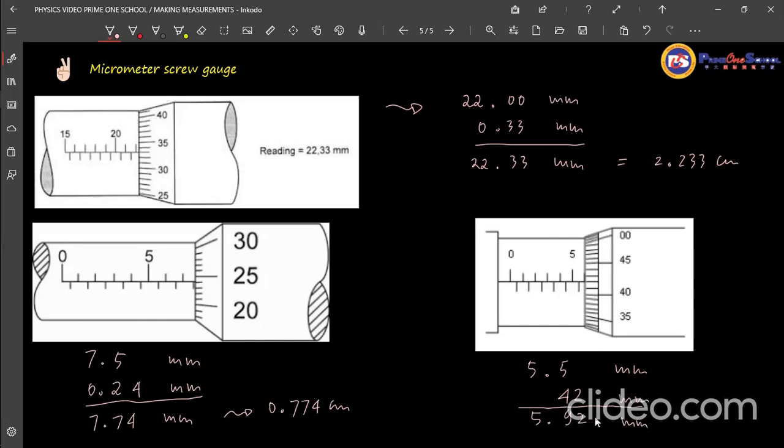Almost 6 millimeter. So I hope you can measure volume by using the displacement method, and then I hope you can read the scale or measure by using Vernier caliper and micrometer screw gauge.